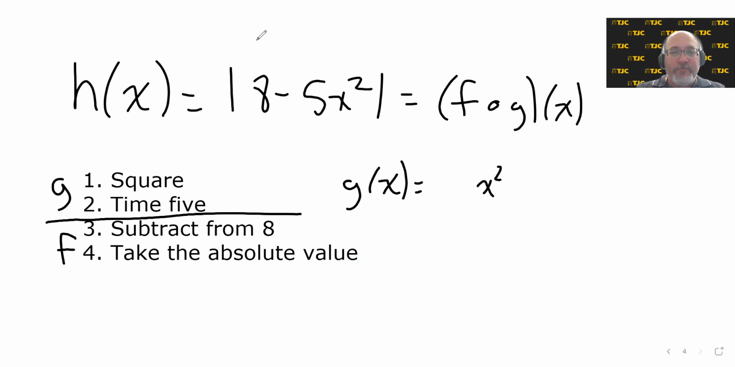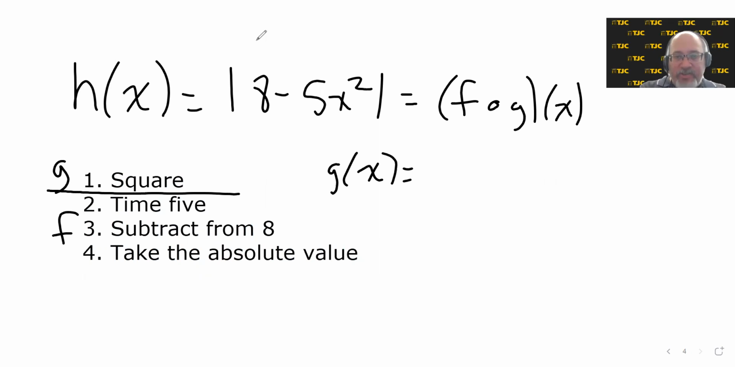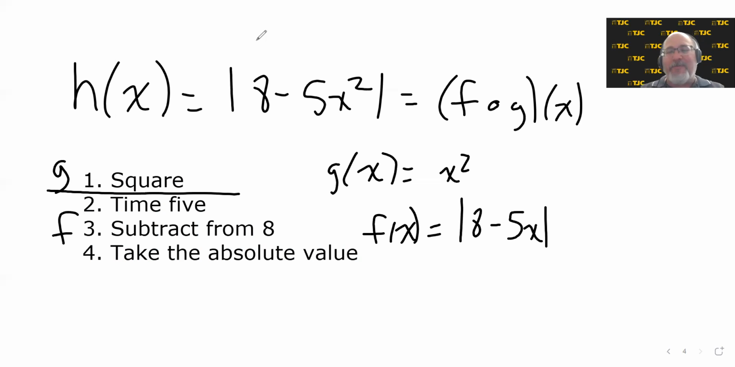Or what if we made the split here and called this G and called all these F? Then G would square a number. G says, give me a number and I'll square it. F says, give me a number. I'll multiply it by 5. I'll subtract that from 8, and I'll take the absolute value.